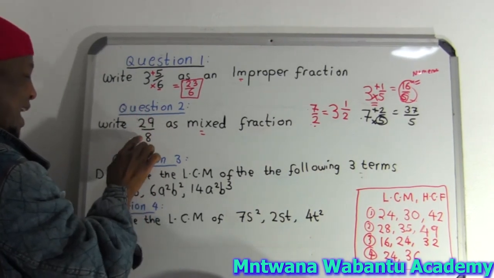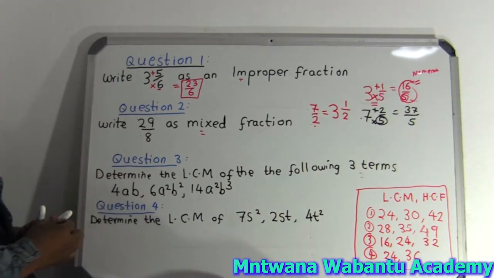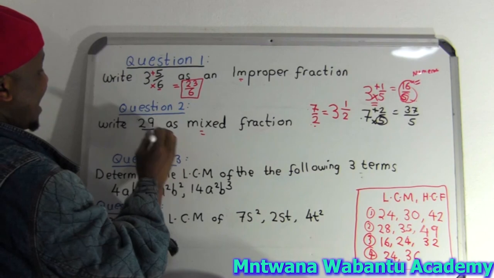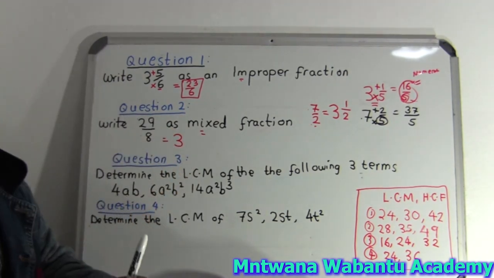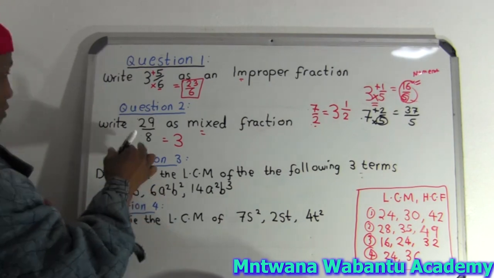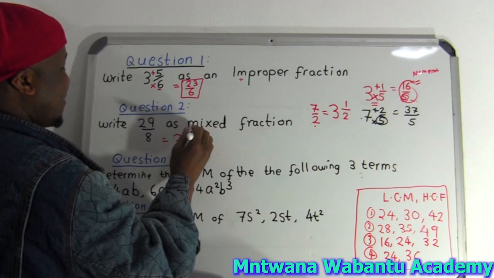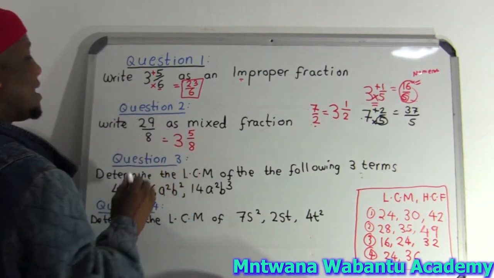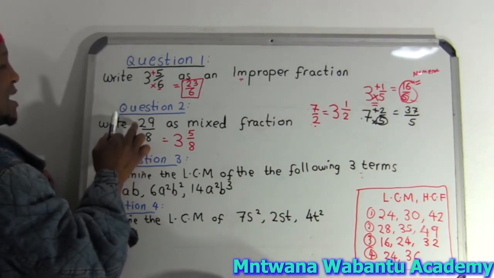So we say, okay, how many 8s in 29? We know that 3 eights are 24. So how many 8s in 29? There are 3 of them. Okay, 8 times 3 equals 24. So there are 3 of them, and we're going to be left with 5. From 29, we'll be left with 5, and then we put it over this number, which is 8. Does that make sense?